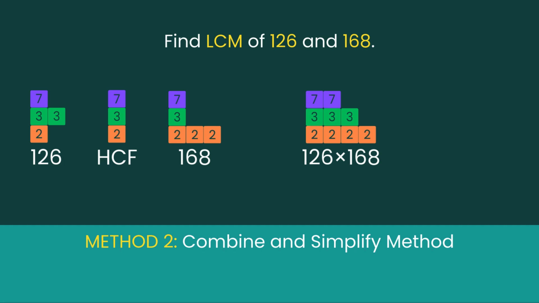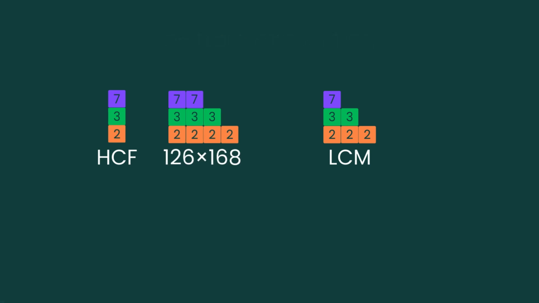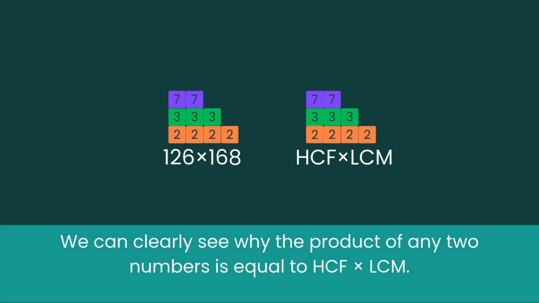But how do you know? Exactly. We can detach the extra card of 2, a card of 3, and a card of 7, leaving behind the smallest possible number that still contains both original numbers. This gives us the LCM of 126 and 168. Again, by comparing the number building of the product of 126 and 168 with the number building of HCF and LCM attached together, we can clearly see why the product of any two numbers is equal to HCF times LCM.